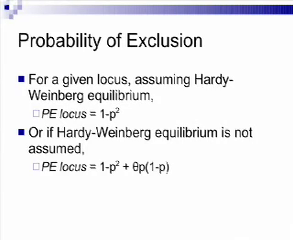One way to calculate the probability of exclusion for a locus is to calculate 1 minus p squared for each allele and add each together. To incorporate a theta correction, the formula could be modified to 1 minus p squared plus theta times p times 1 minus p. Here is a video of Dr. Greg LeBerge discussing the probability of exclusion.